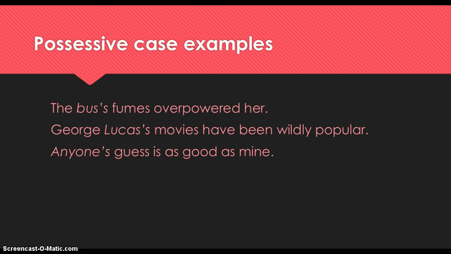Now let's look at some possessive case examples. Here's one. The bus's fumes overpowered her. Bus is a singular noun. Form the possessive by adding apostrophe S. George Lucas's movies have been wildly popular. George Lucas, even though it's a proper noun, is still singular. Add an apostrophe S. Now here's one of those indefinite pronouns. Anyone. Anyone's guess is as good as mine. To form the possessive form of an indefinite pronoun, like anyone or someone, what you would do is add apostrophe S, just the same as if it were a singular noun.